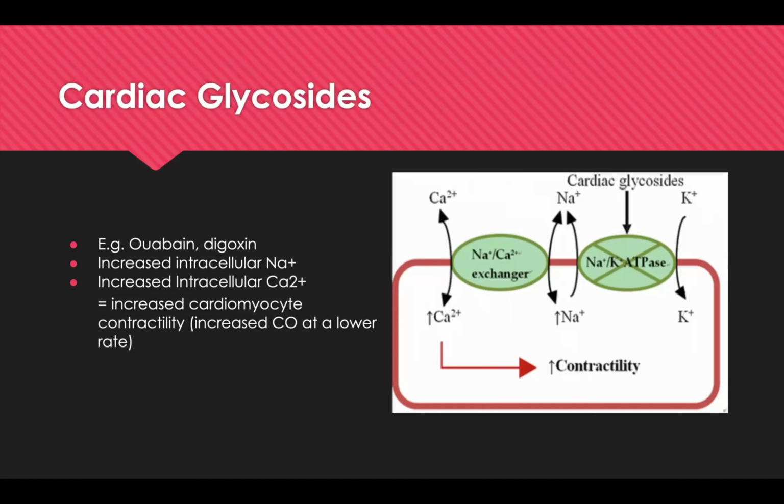Cardiac glycosides also can be used as an antidysrhythmic. These block the sodium-potassium pump, which causes sodium to build up in the cell, activating the sodium-calcium exchanger, meaning that calcium will then build up in the cell, which increases contractility. And eventually this means that there is an increased cardiac output at a lower rate, which has an antidysrhythmic effect.